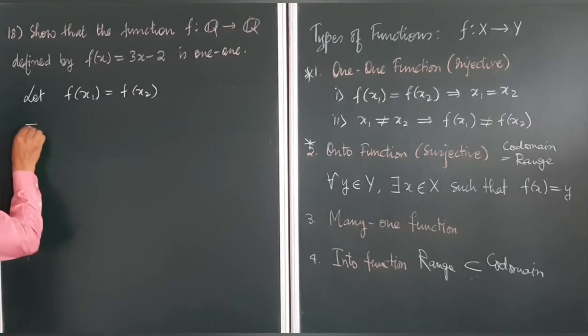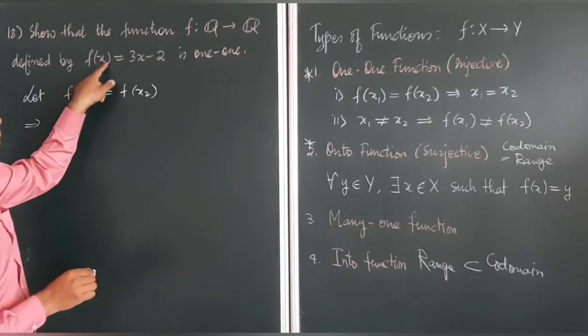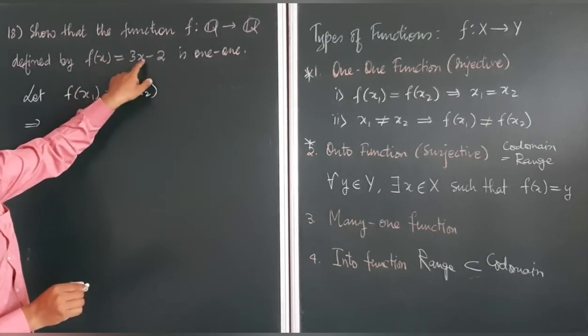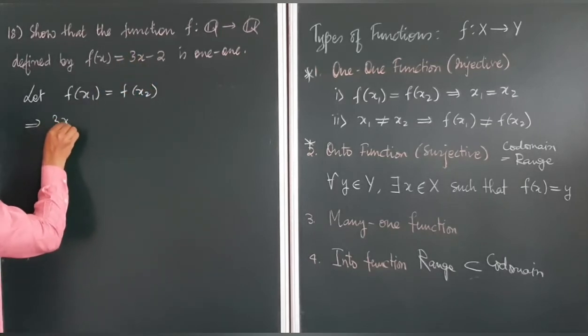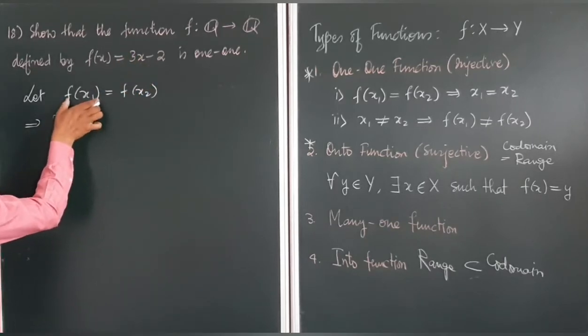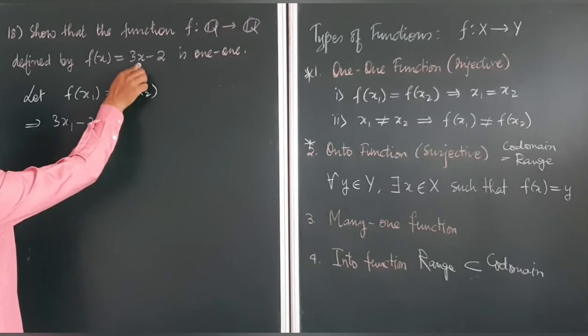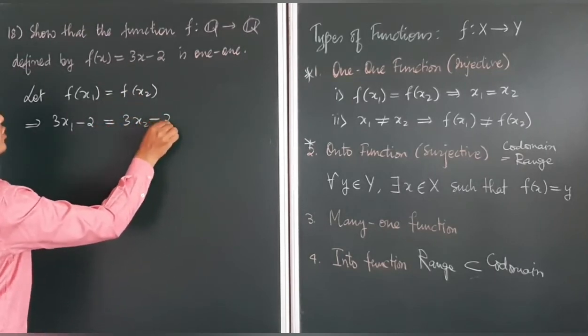Now, what is f of x? f of x is 3x minus 2. So f of x1 will be, instead of x I have written x1, right? So here also instead of x I will write x1. So we have 3x1 minus 2, equal to f of x2. Instead of x we have x2, so here also I am writing x2. So we have 3x2 minus 2.